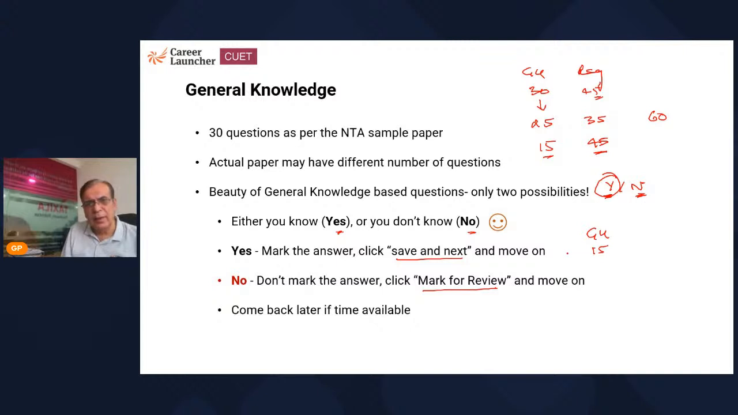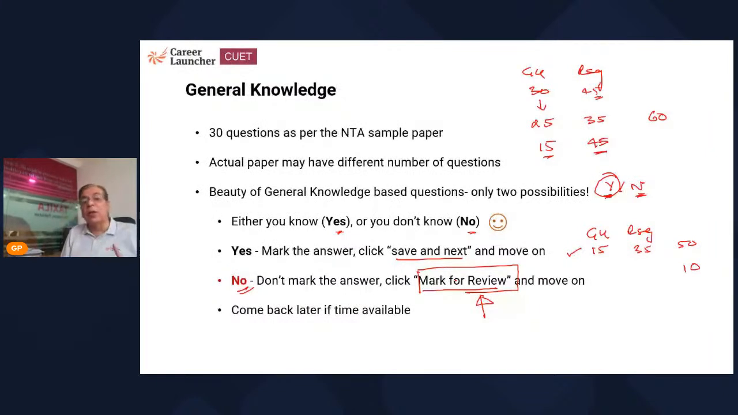And you're 100% sure. In Reasoning you started solving and you did 35 questions. How many in total? 50. Now what do you do? You still need to do another 10 questions. What will you do? You have to use this mark for review button. All the questions you marked for review, I said if you don't know the answer in GK, mark it for review. Go back to all of them and see if you can eliminate choices and do something about it.